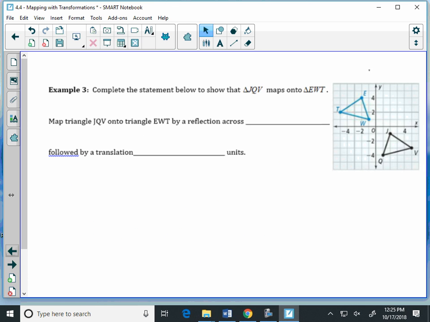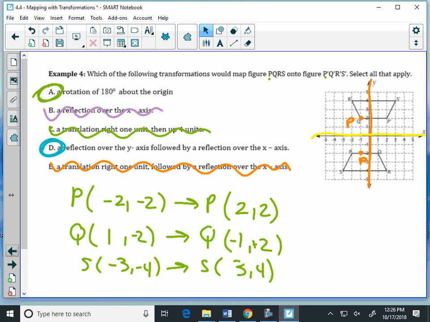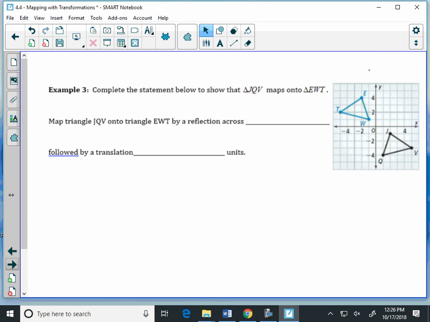We'll do one more. Example 3 says complete the statement below to show that triangle JQV maps onto triangle EWT. On all the ones we've done so far, we clearly knew what the pre-image was and the image, because this one didn't have tick marks, this one did. So we know P had to match up with P prime, Q had to match up with Q prime. Makes sense. This one, the letters are totally different in each figure. So how to figure out which point matches up with which is how they're written.